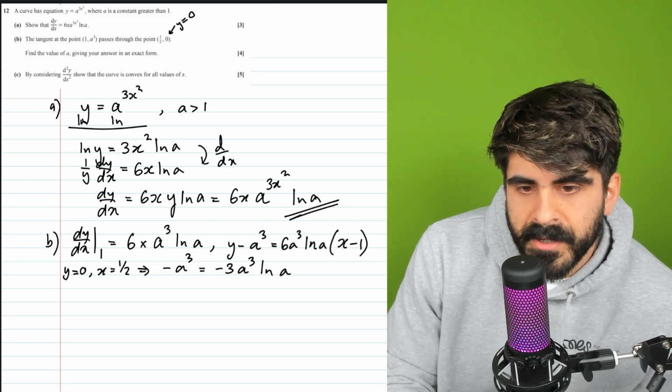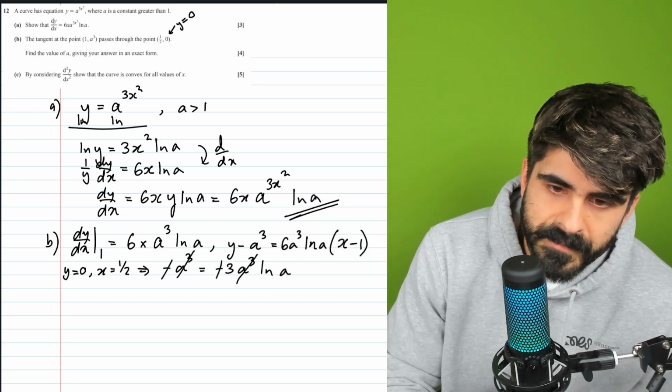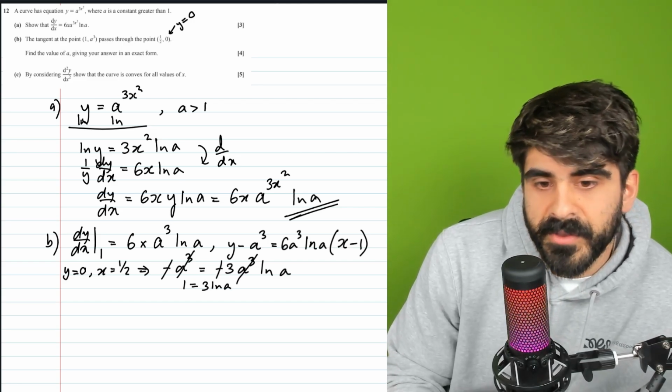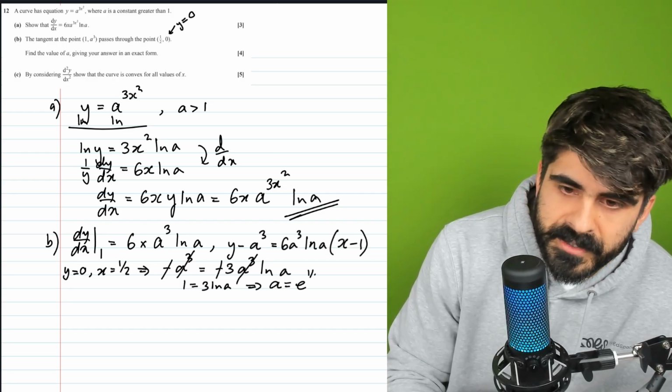The a cubes cancel, so do the minuses. So we're left with 1 equals 3 ln a. So we have a third. So a is e to the power of a third.